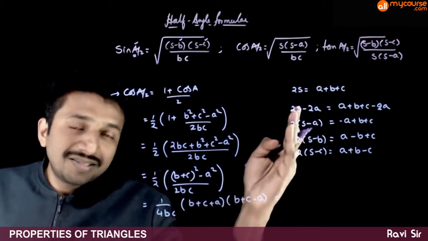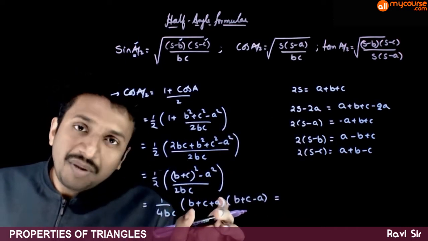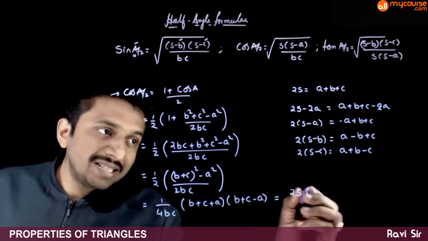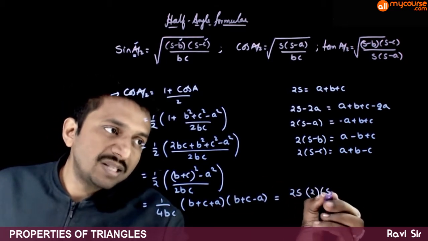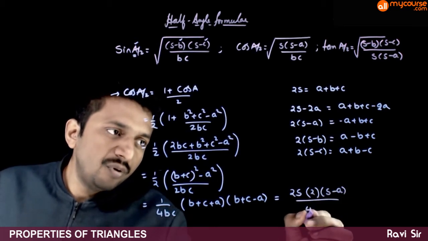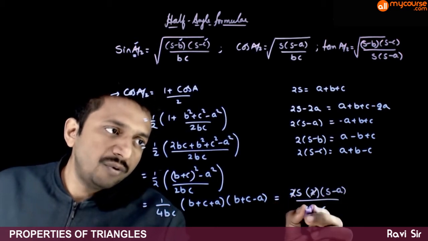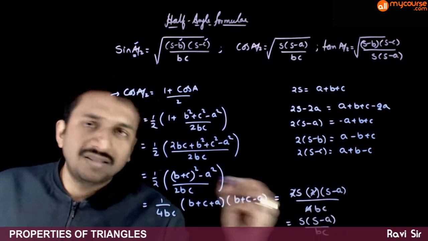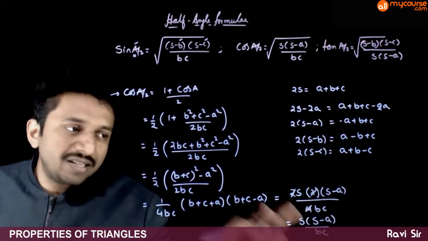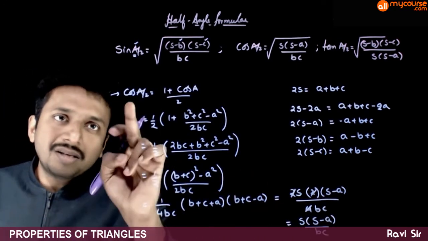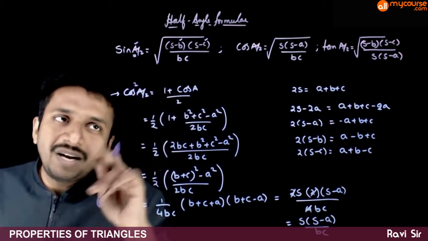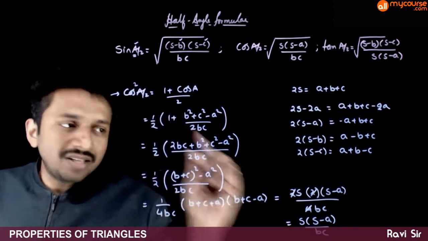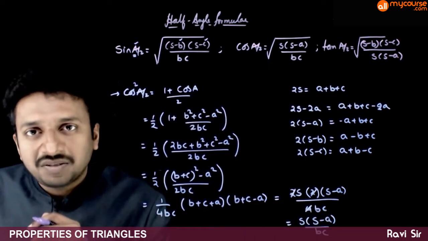So that is equal to, using the same derivations that we have done, B plus C plus A is nothing but 2S and B plus C minus A is nothing but 2 times S minus A, by 4BC. So 2 2s are 4 and 4 gets cancelled. That is equal to S times S minus A by BC. So cos square A by 2 is 1 plus cos A by 2, which is S into S minus A by BC. So cos A by 2 is root of S into S minus A by BC.